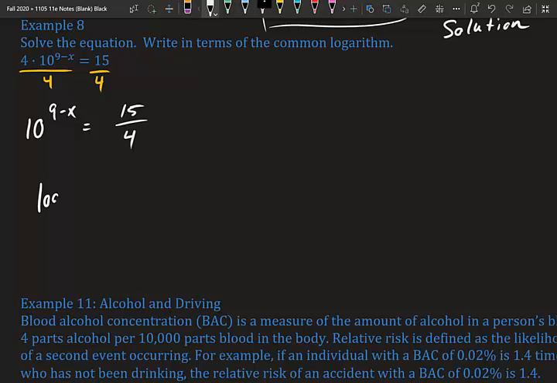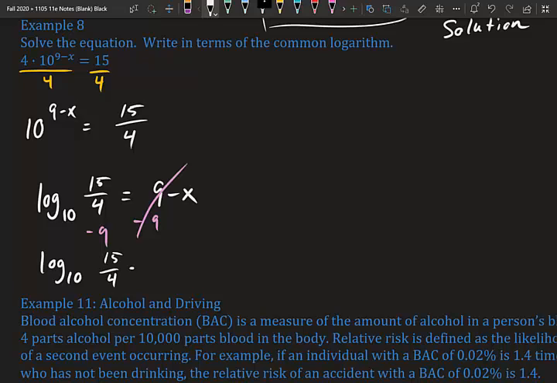Since they can never be the same base, let's switch this to logarithm. So we have log. The given base is 10. The given equals 15 over 4. And what's left over is 9 minus x. All we need to do is just solve the equation, meaning get x by itself. So I'm going to subtract 9 from both sides. And when we do, we have log base 10 of 15 over 4 minus 9 equals negative x.